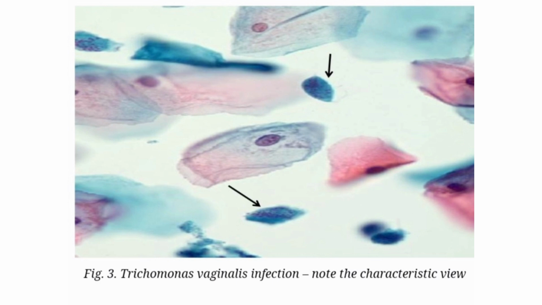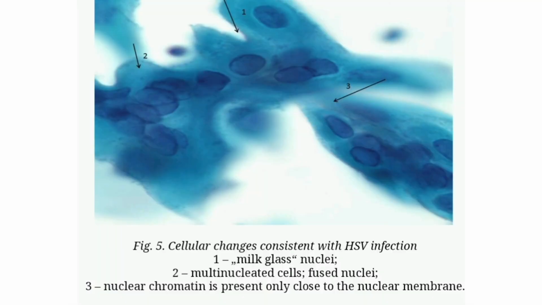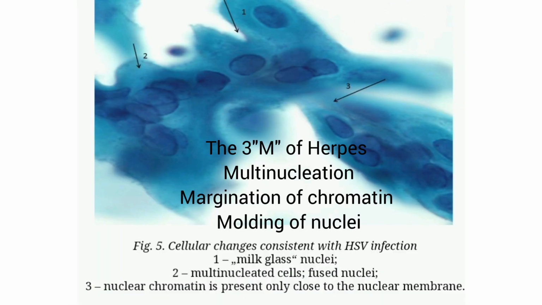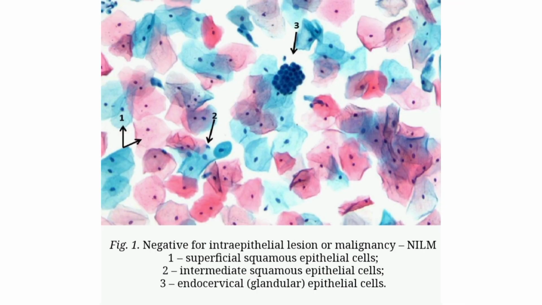This is Trichomonas vaginalis. Trichomonas vaginalis are oval or pear-shaped organisms. They have red granules in their cytoplasm and they appear slightly bluish or grayish in color. Now this is a picture showing the viral cytopathic effect of HSV, the 3 M's: molding, multinucleation and margination of chromatin along the nuclear membrane.